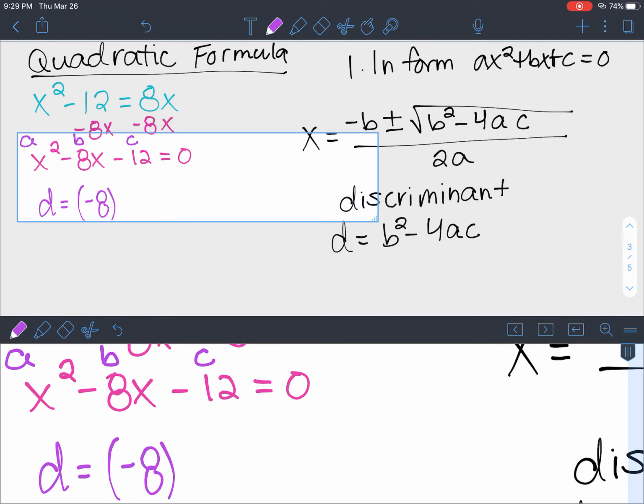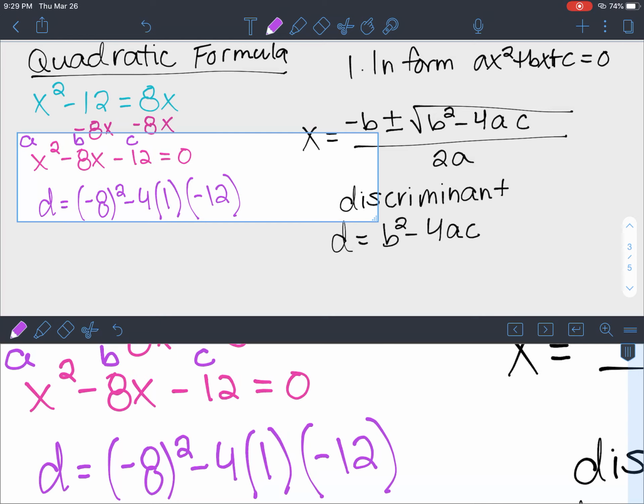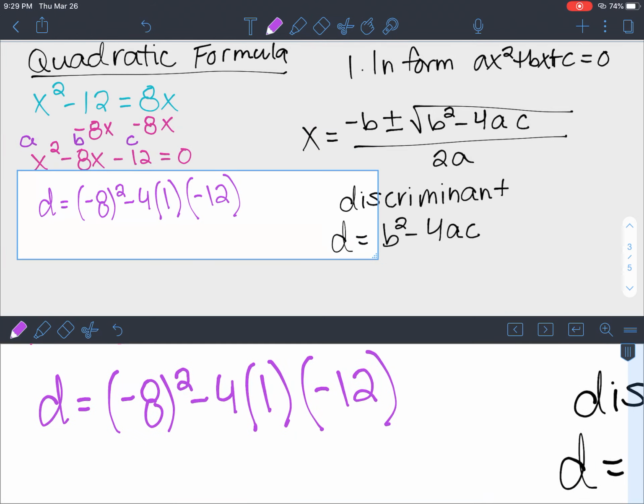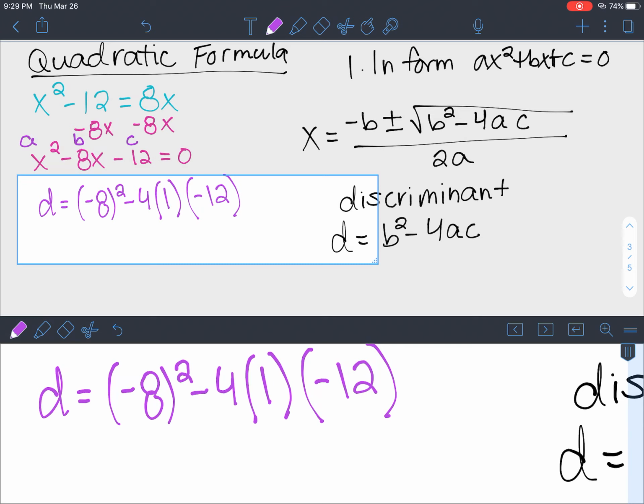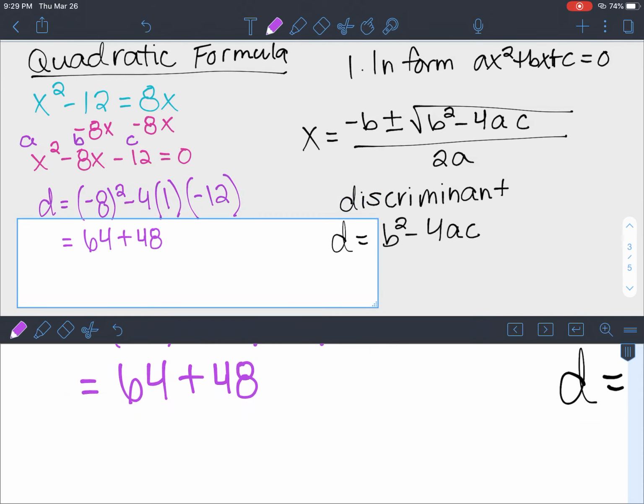So we're going to use negative 8 squared minus 4 times my a value, which we said was 1, times my c value, which we said was negative 12. So far, so good. What happens next is we just continue to solve. Negative 8 squared is positive 64. And then negative 4 times 1 times negative 12 is positive 48. So we have 64 plus 48. We do this math real quick: 64 plus 48, we get 112.